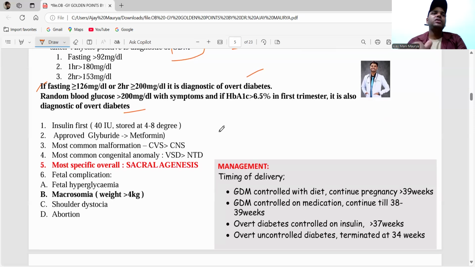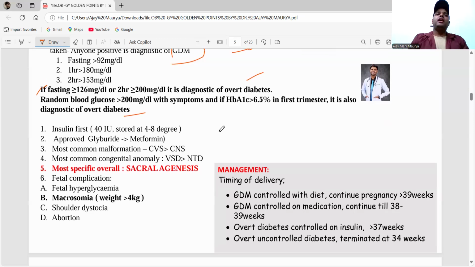See guys, for this the drug of choice will always be insulin. Always the drug of choice will be insulin only, 40 international units. And there are also some approved drugs like glyburide, or you can give metformin. The most common malformation is cardiovascular.